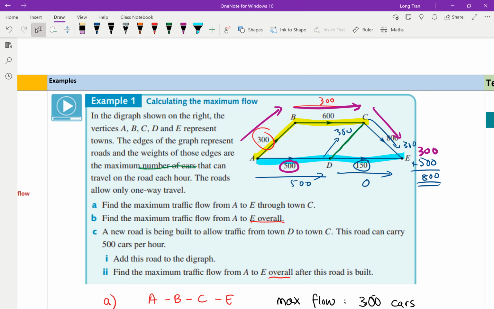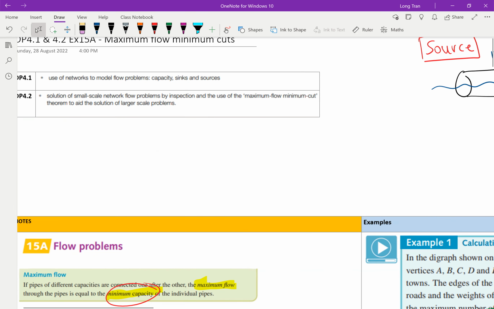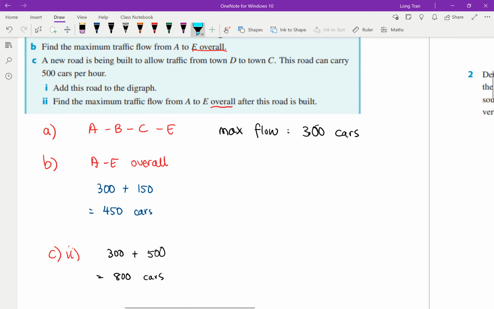So this is where your second dot point comes in. You had 4.1: what is the max flow, considering capacity, sinks, and sources? So we ticked off that. What is 4.2? 4.2 now gets you to think about what we call minimum cuts. Based on this technique, you can find your maximum flow by first finding your minimum cut. So first thing is, what is a cut?